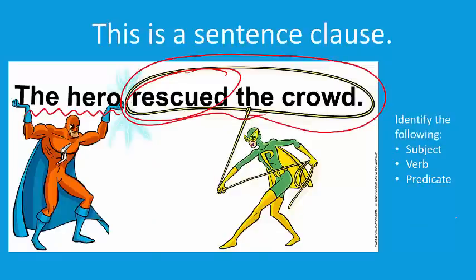So this is a sentence clause. I've identified for you guys the following things. The subject is the squiggly line right here, and that's the hero. The hero rescued the crowd. The subject is the noun that the sentence is about. Then you've got the verb, and the verb is rescued, okay? And that is the action or state of being of the subject, who is the hero. Finally, the predicate is the lassoed part of the sentence, rescued the crowd. The hero rescued the crowd. In this 5-word sentence, we've got a subject, a verb, and a predicate.